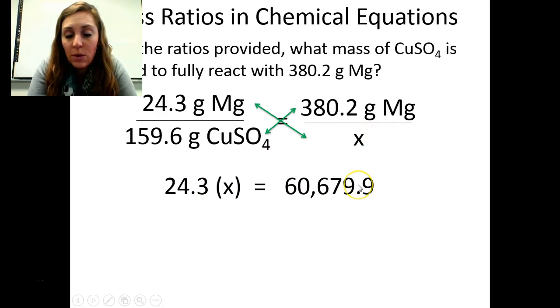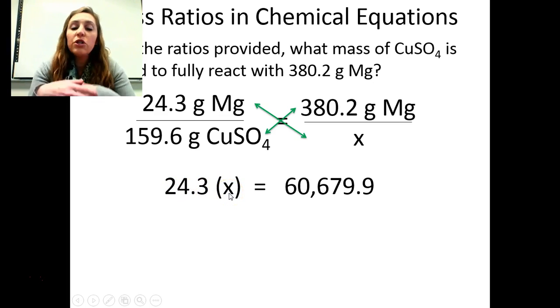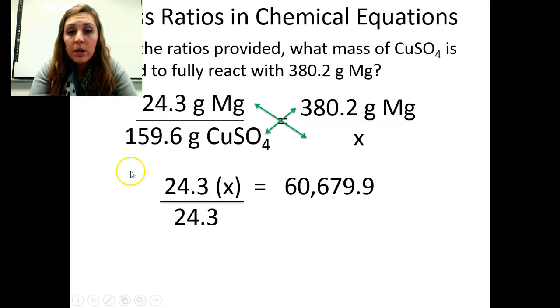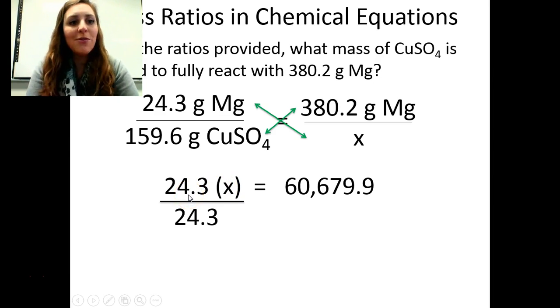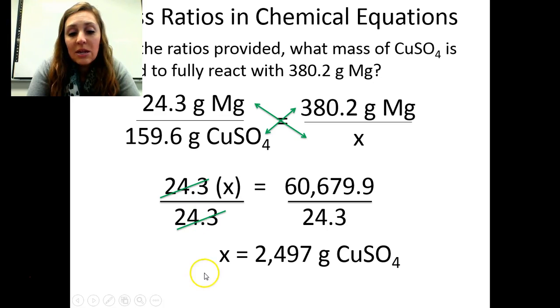Now I have a nice clean equation, a basic algebraic equation. I need to get x by itself to solve for it. Currently, I have 24.3 multiplied by x, so to get x by itself, I have to do the opposite function. The opposite function of multiplication is division. So I'm going to divide this left-hand side by 24.3 so that these will cancel and x will be by itself. Whatever you do on the left, you have to do on the right, so divide by 24.3 on the right. My 24.3's cancel on the left, and x is equal to 2,497 grams of copper(II) sulfate.